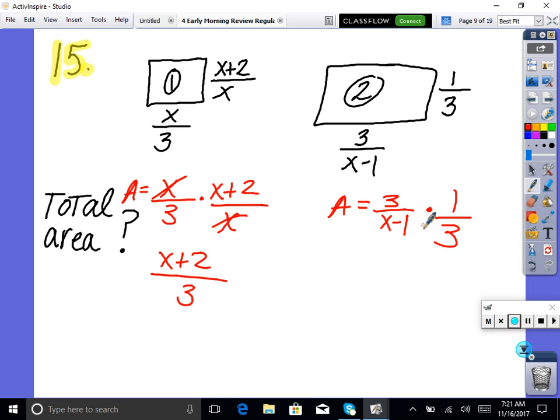What would my area over here be? The 3's divide out? 1 over x minus 1. How would you find the total area? Add them up, right? So then what would we need to do next?